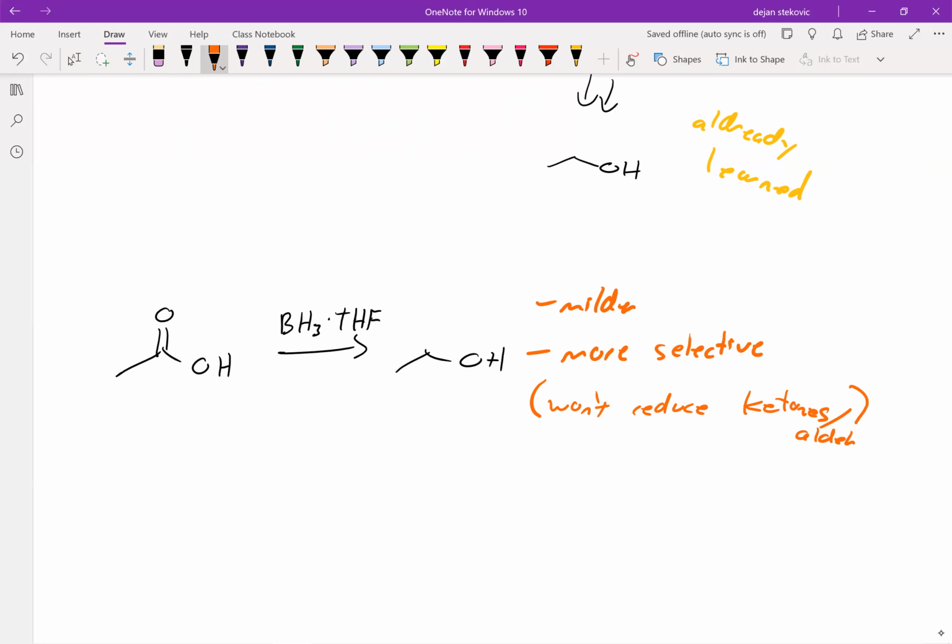So know this reaction, but we won't go over the mechanism here.